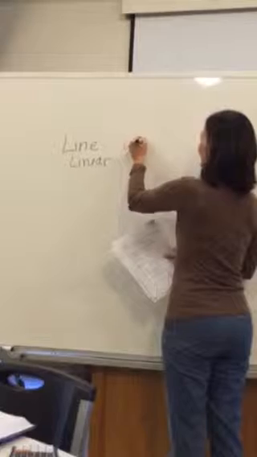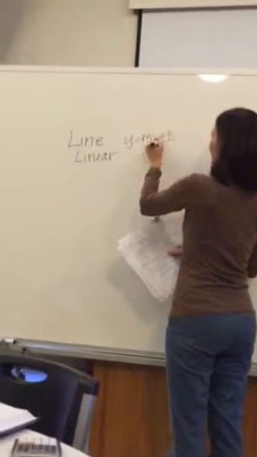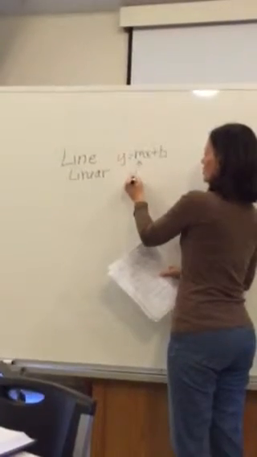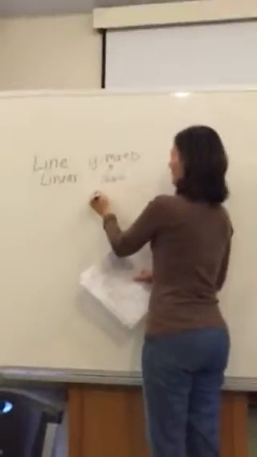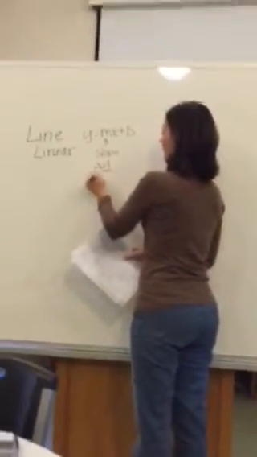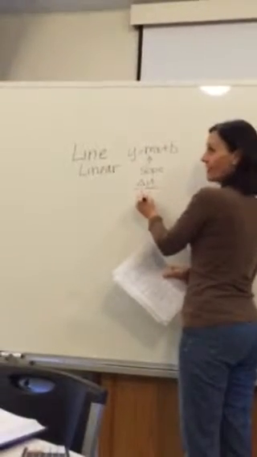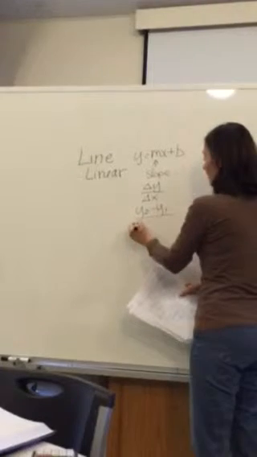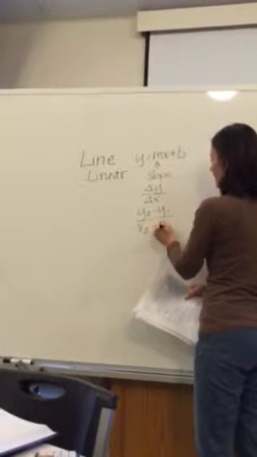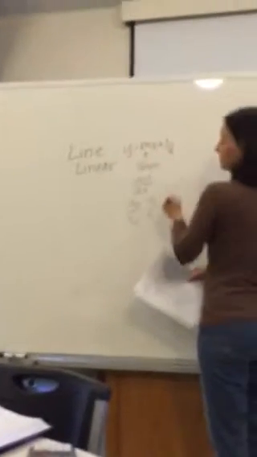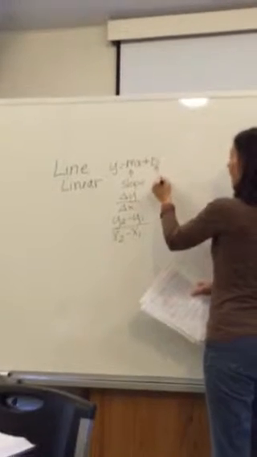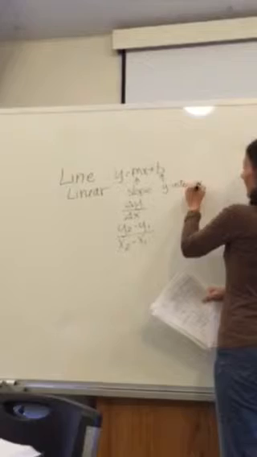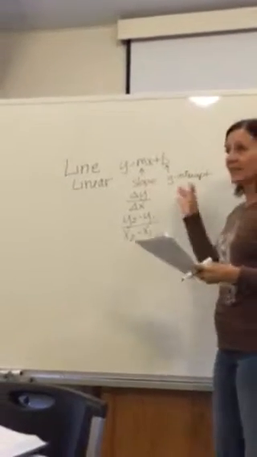Y equals mx plus b. M being the slope, which is the change in y over the change in x, which is y2 minus y1 over x2 minus x1. And what is b? The y-intercept. Okay? This is a linear equation.